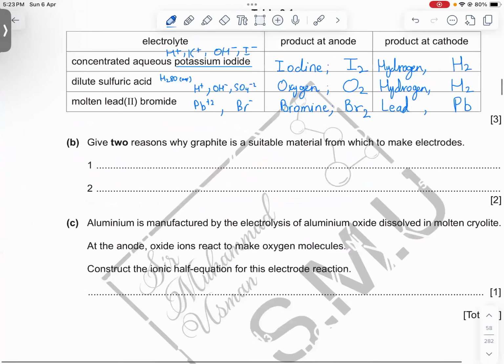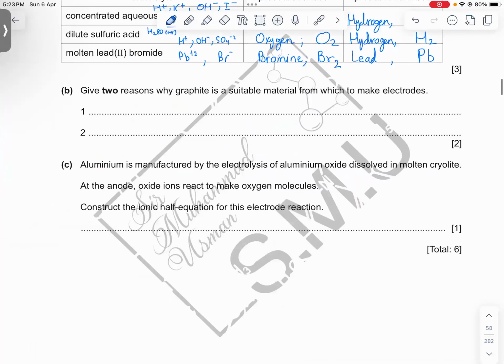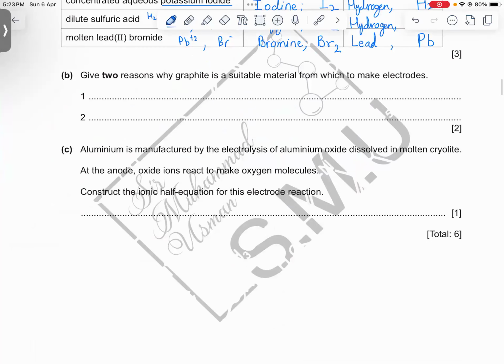Now, next, give two reasons why graphite is a suitable material from which to make electrodes. Why is graphite a suitable material? Firstly, it conducts electricity, right? Graphite is a good conductor of electricity. It conducts electricity. All right.